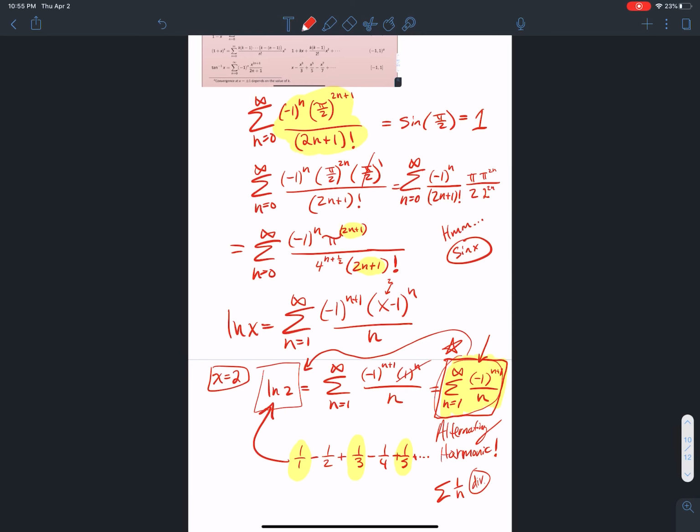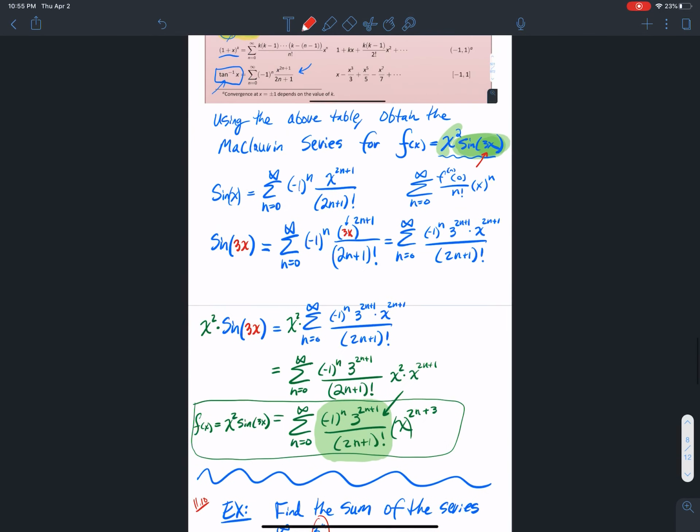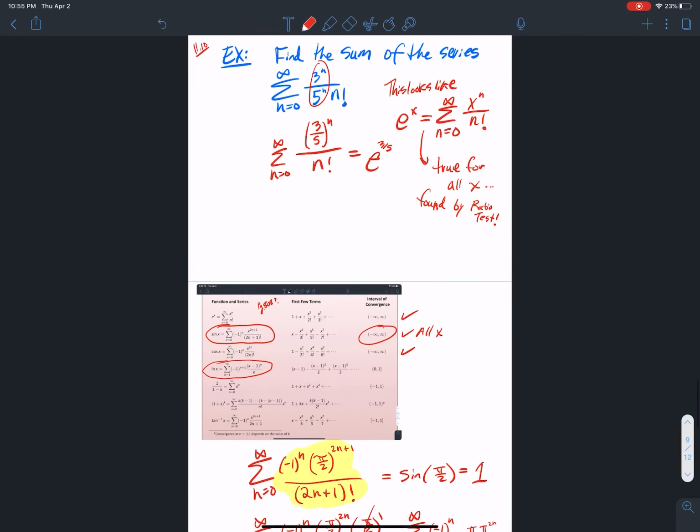All right, guys, good luck with your homework and trying to figure out how to find the sum of the actual series, not just trying to figure out does it converge or diverge.